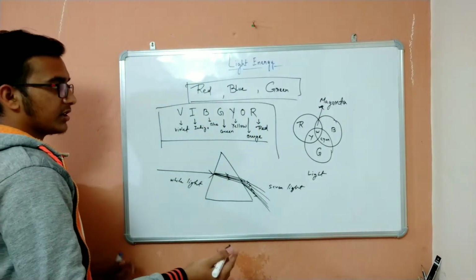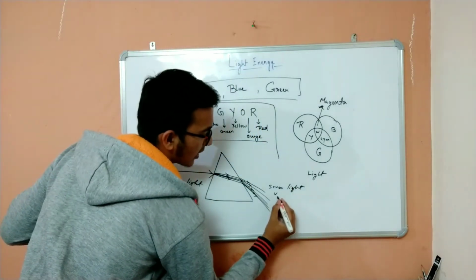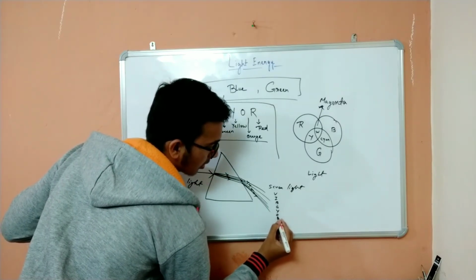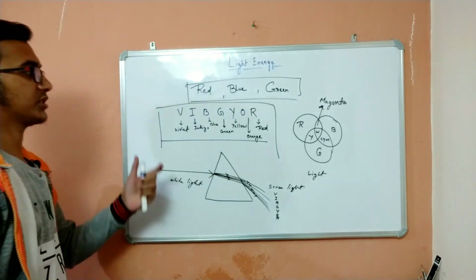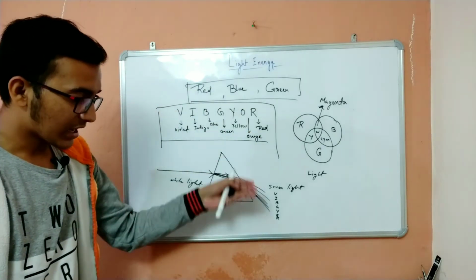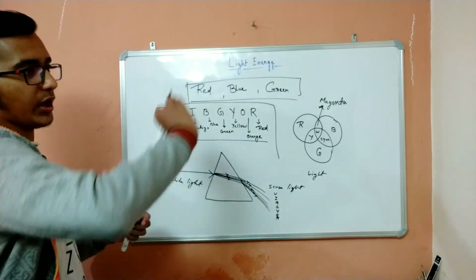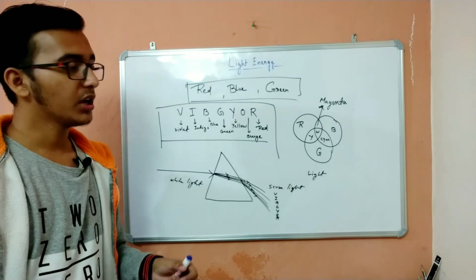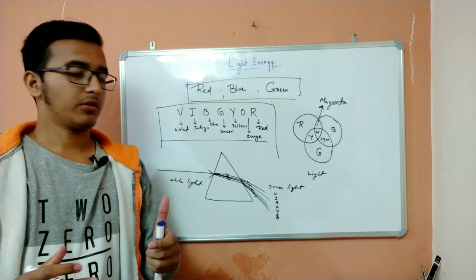And what are those 7 colors? Those 7 colors are VIBGYOR, which stands for violet, indigo, blue, green, yellow, orange and red. And they are in continuous form. So you won't find blue light coming up over there and then indigo light coming up down there. They are continuous. Now, why does this happen?